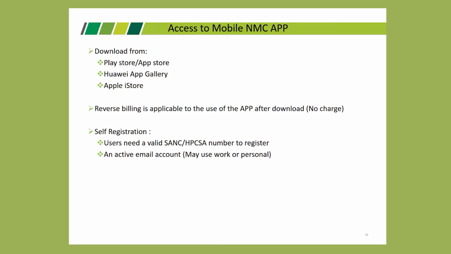You download the app from the Play Store or App Store. It's also available on your Huawei App Gallery, your Apple iStore, so all iPads, iPods, any iPhones. We also have reverse billing, and it is applicable to use on the app after you download it, with no charge. If a user wants to do a self-registration, ensure that they have a valid SANC and HPCSA number to do that registration, and also your South African ID number or passport number, and also an active email account. You are able to use your work or personal email.